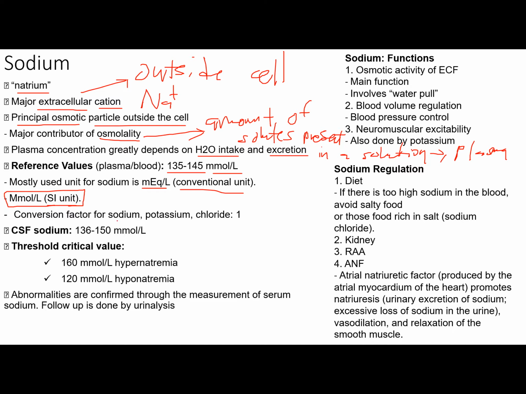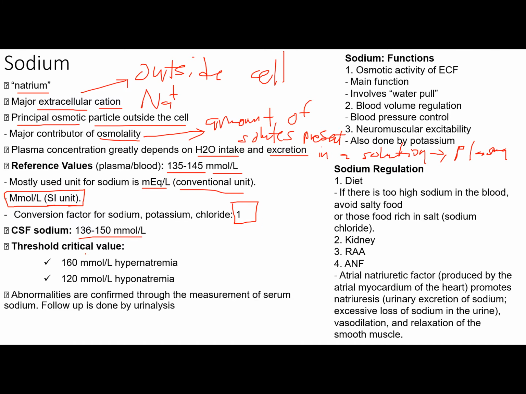Now, conversion factor, class, please take note, for your sodium, your potassium, and your chloride is always 1. So, kung gusto mo i-convert yung mEq to SI, same lang sila. There's no change. The conversion factor is 1. So, kung 135 to 145 mEq siya, pag kinonvert mo siya sa SI na millimole, 135 to 145 pa rin siya. Now, the CSF sodium. So, sodium is also found in other body fluids such as your CSF. The value is 136 to 150 millimole per liter.